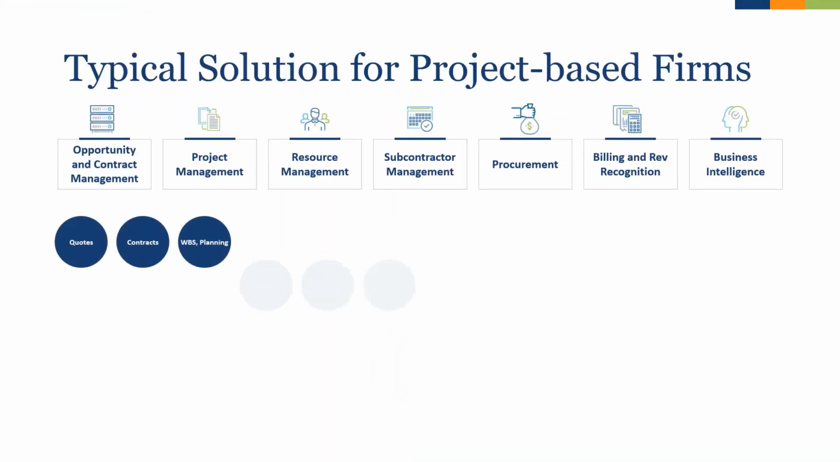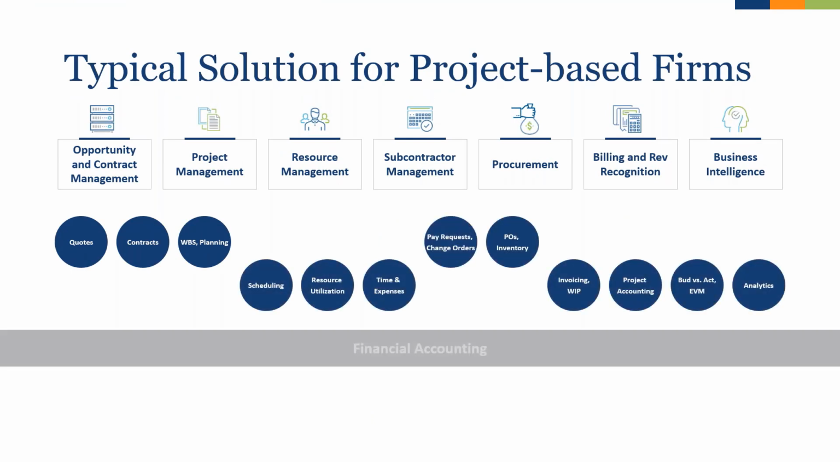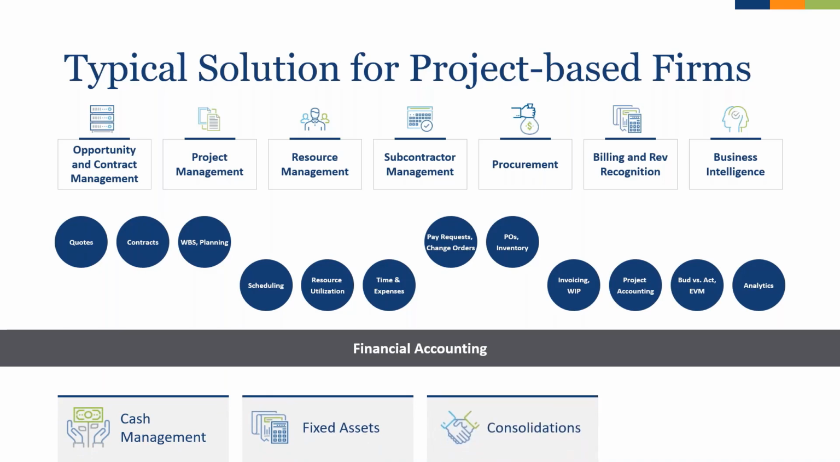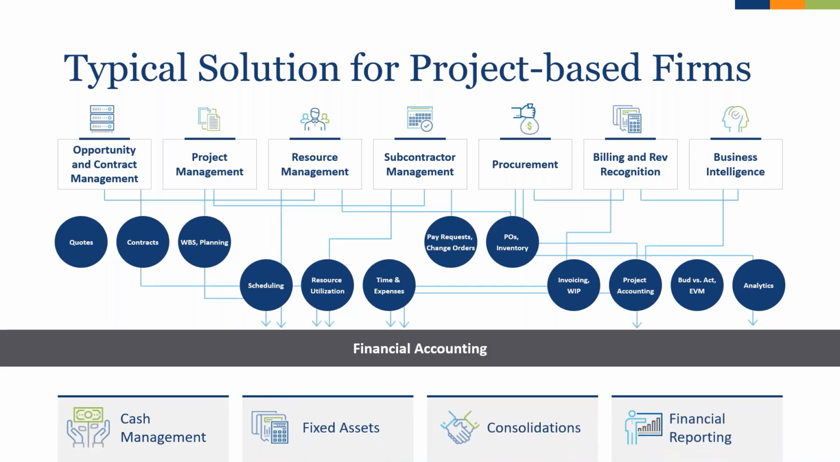So the typical solution that we see in the majority of our client base is a very siloed set of applications. This slide is very busy. It is sometimes confusing as well because there's a lot going on. But we've designed the slide to purposely represent this level of confusion and activity because that's the reality on the ground. The typical quote to cash process is summarized at the top there, from opportunity contract management, project management, resource and subcontractor management, to procurement, billing and revenue recognition, and billing intelligence.